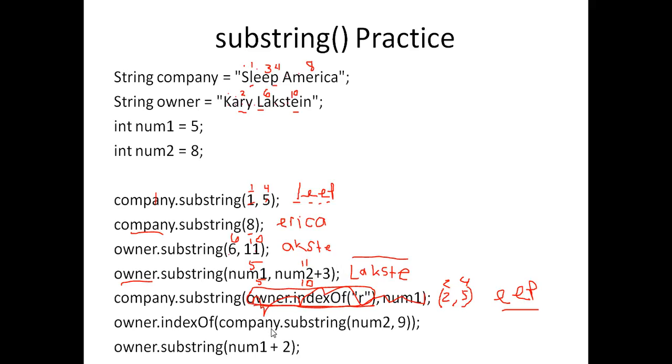The next one, you find company.substring num2, 9. So the value of num2 is 8. We know that up there in the memory locations. And so we're looking to extract a substring from company that starts at 8 and ends at 8. So the company here, 8 is the E. And 9 minus 8 is 1, so it should just be 1 character. So this whole thing here is replaced by its value, which is just an E.